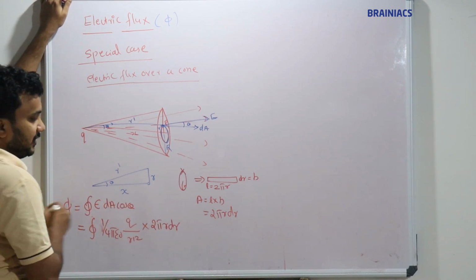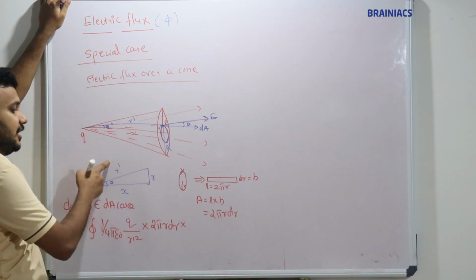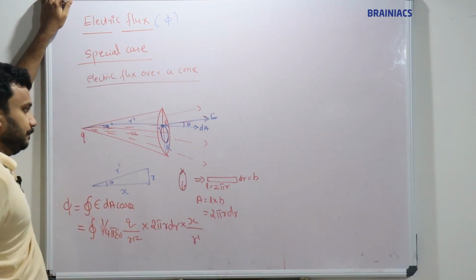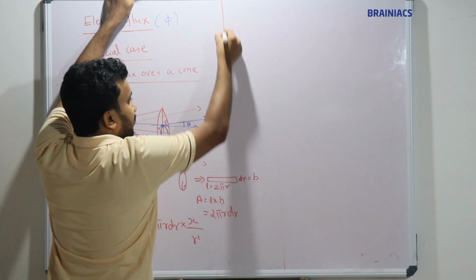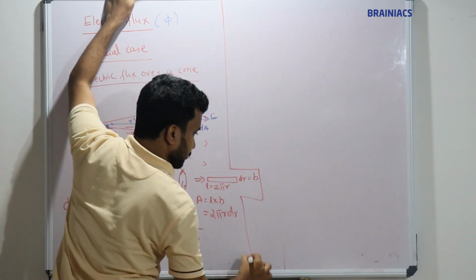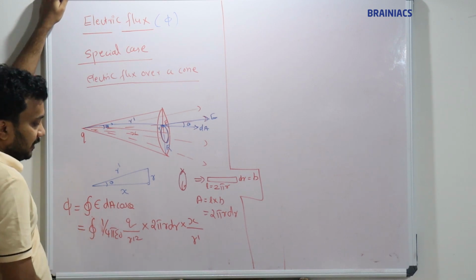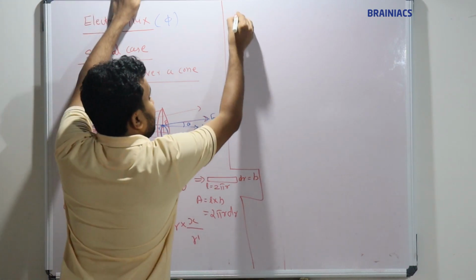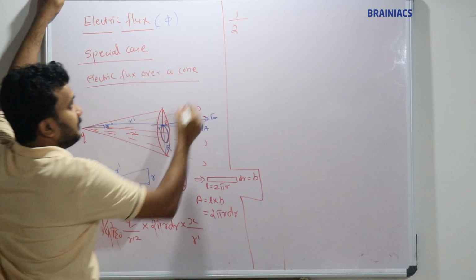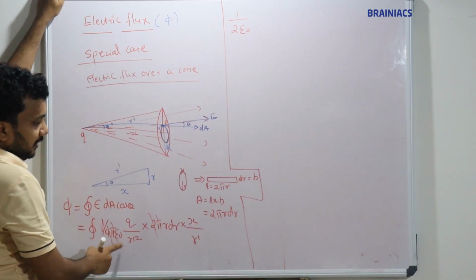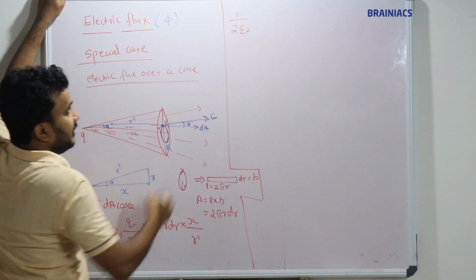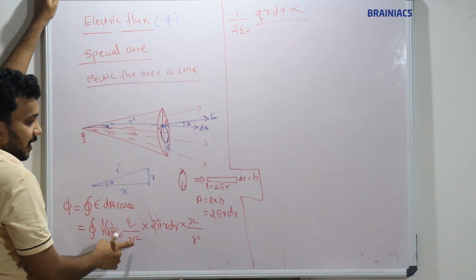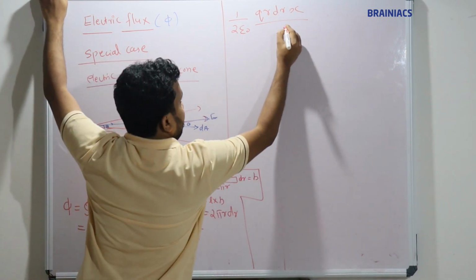What is cos theta from this diagram? Cos theta equals adjacent side by hypotenuse, which means x divided by r dash. Now we are going to substitute the values we got here. In the closed integral, 4 pi and 2 pi get cancelled. So what is left? 1 divided by 2 epsilon 0, and q r dr x in the numerator. In the denominator, r dash square times r dash, so it is r dash cube.